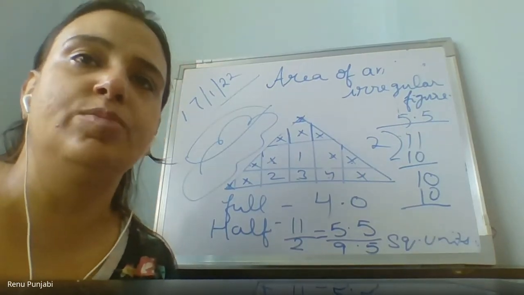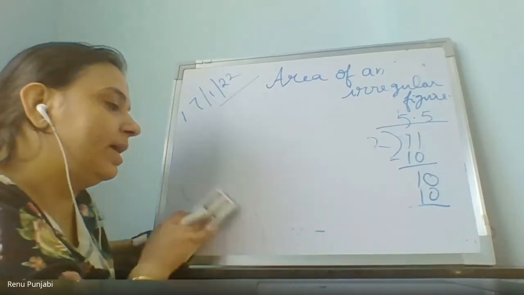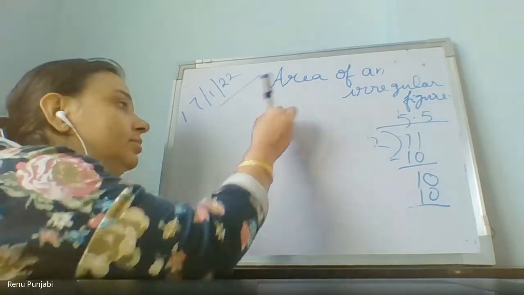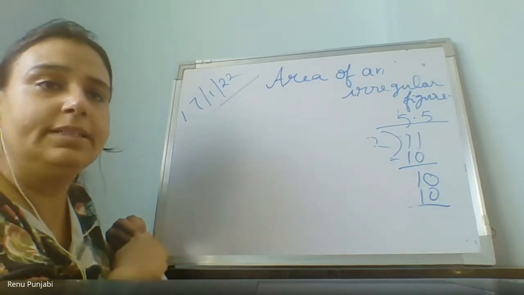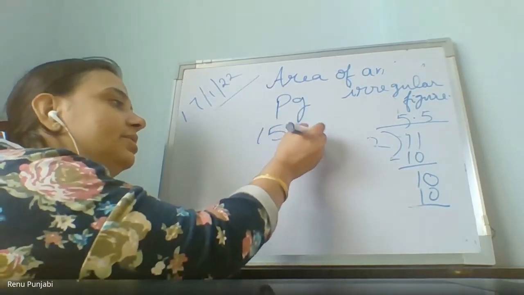Now, please open textbook page number 153. Ma'am, done. Page number 153. Mute your mic. Excuse me, page number 153. I am writing the page number here. Veer, please mute your mic. Yes, Manya, speak. Ma'am, I counted. It is 22 squares only.